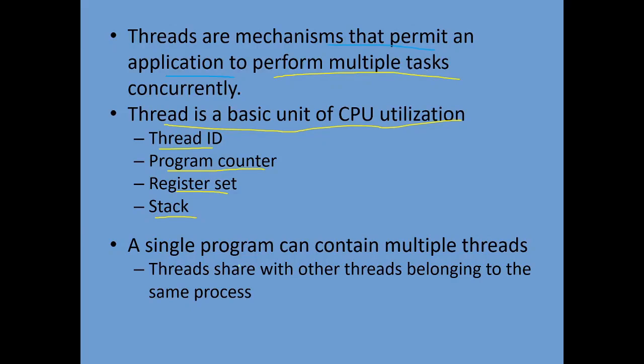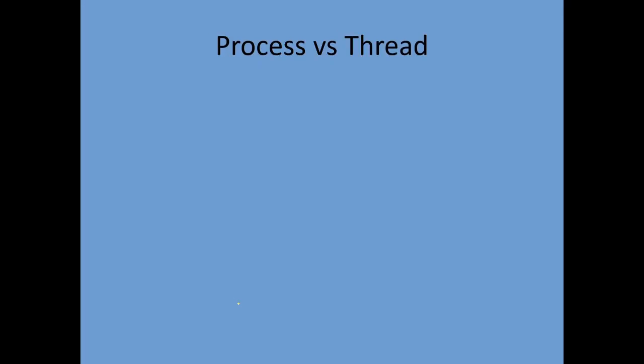A single program can contain multiple threads. A thread shares resources with other threads belonging to the same process. That is, in a single process you can have multiple threads and they share the same resources. Process versus thread: now what is the difference between a process and a thread?